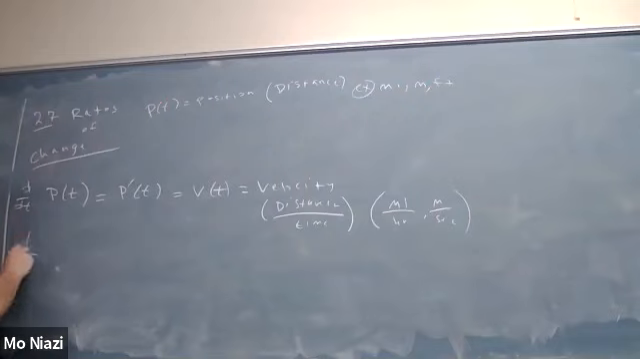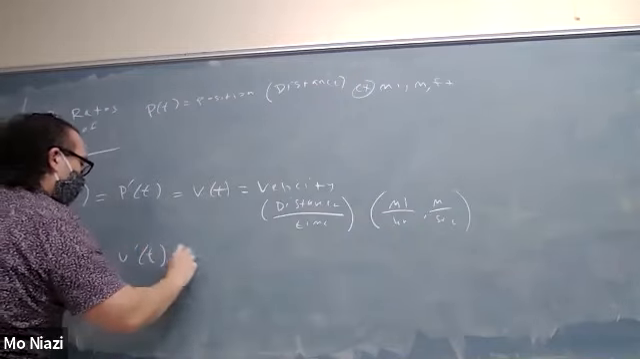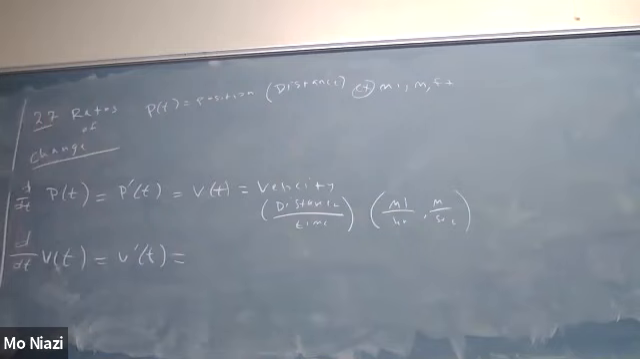So then what's d/dt of v of t? I'll give you the easy one. It's v prime of t, right? But what's that equal to?